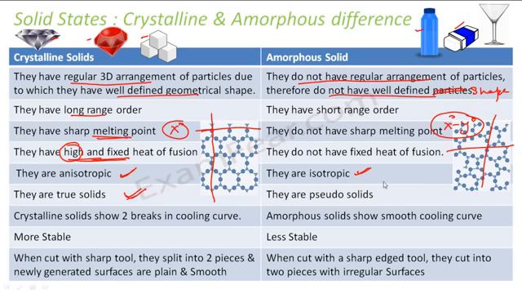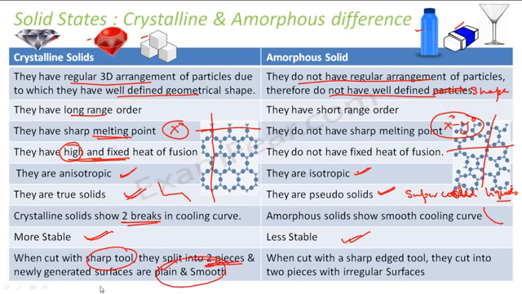Crystalline solids are true solids, but amorphous solids are pseudo solids. In fact, they are supercooled liquids. Crystalline solids show two breaks in the cooling curve. We have seen this cooling curve, and amorphous solids have a smooth cooling curve. Crystalline is more stable and sturdy. Amorphous is less stable. When you cut with a sharp tool, something we didn't discuss, a crystalline solid splits into two pieces, and the newly generated surface will also be plain and smooth.